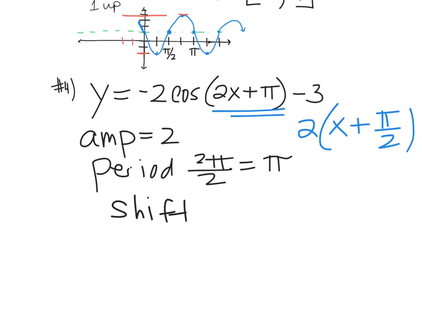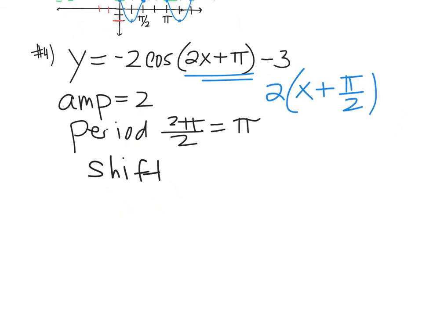So I will have a lot of people, like Gregorios, who's not listening at all today to me, and he will say the shift is pi to the left on his next quiz. I guarantee it. Nope, you're not going to. Okay, good. All right, so what is the shift then? Pi over 2 to the left. Good. And then down 3.